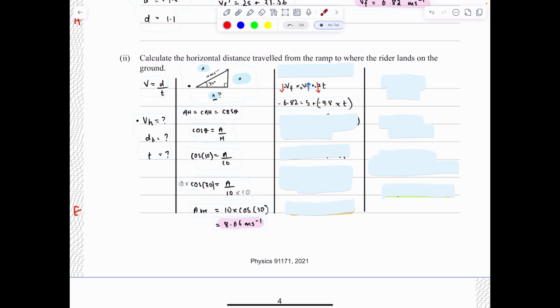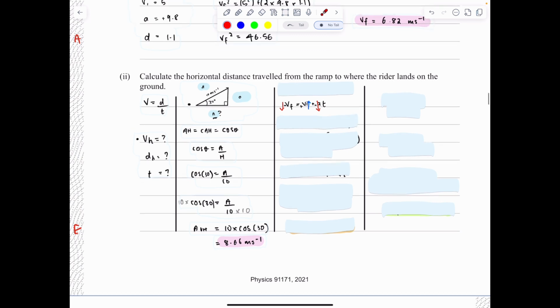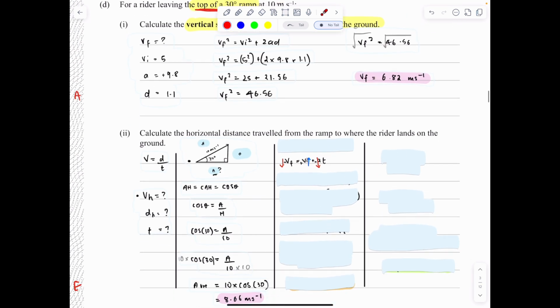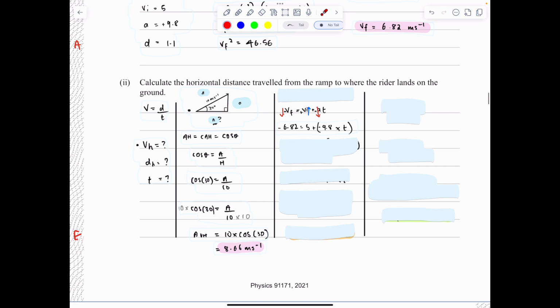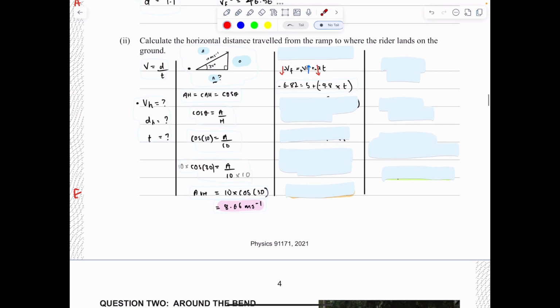So here I have my negative final velocity going down equals, by the way, I got this answer from up here, okay, equals my positive initial velocity from the ramp, which is 5, plus my negative 9.8, which is going down as well, times t.